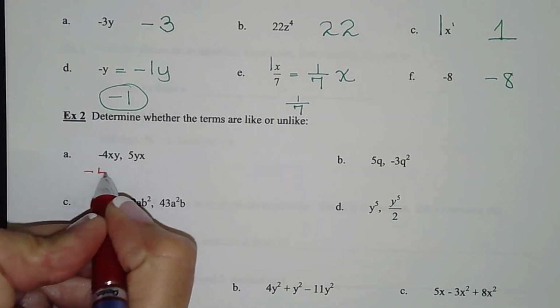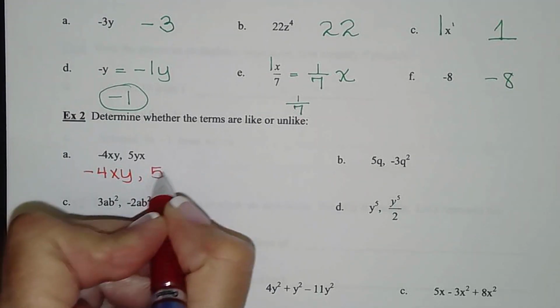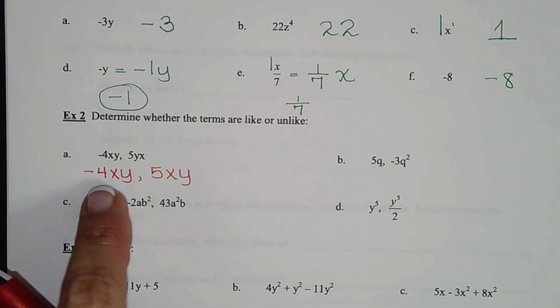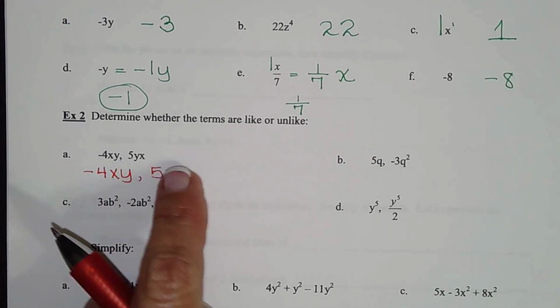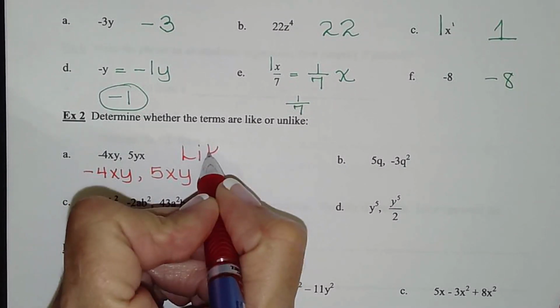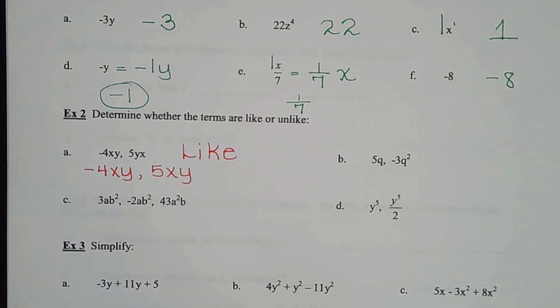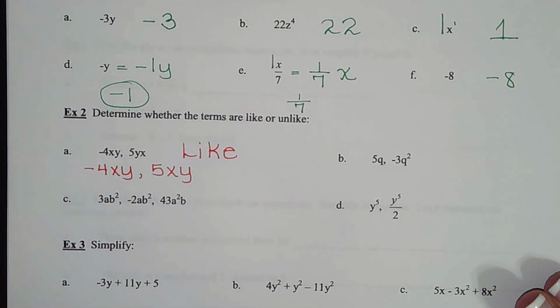So this stays the same, but this would turn into 5xy. And by doing that step first, then you can easily see, do they have the same variables, x and y? Yes. Does each variable have the same power? Yep. So these are like terms. But a lot of students won't do that step and they'll go, oh, xy and yx aren't the same. Oh, yes, they are. That one's just not written in alphabetical order as it should be.